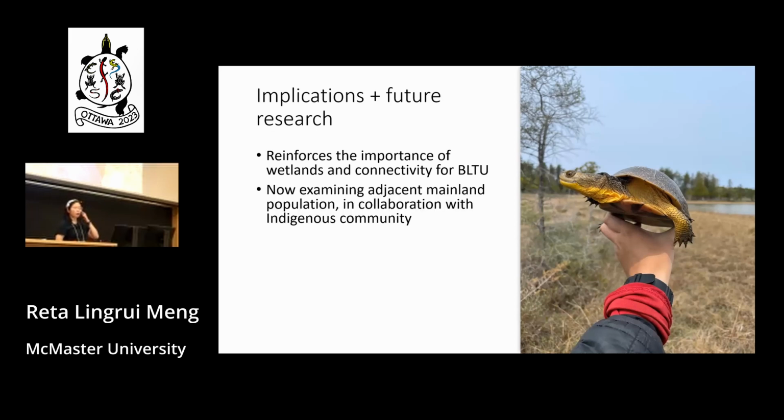And then going forward, we are now directly examining an adjacent mainland population, which is in close collaboration with an indigenous community, namely Whitefish River First Nation, located in the same northern Georgian Bay area. And this specific population is more affected by human disturbances, such as roadways and decommissioned train tracks. And there are a lot of community concerns about the turtle population as well. So this will provide a direct comparison of our populations at these two distinct disturbance gradients, which was our goal.